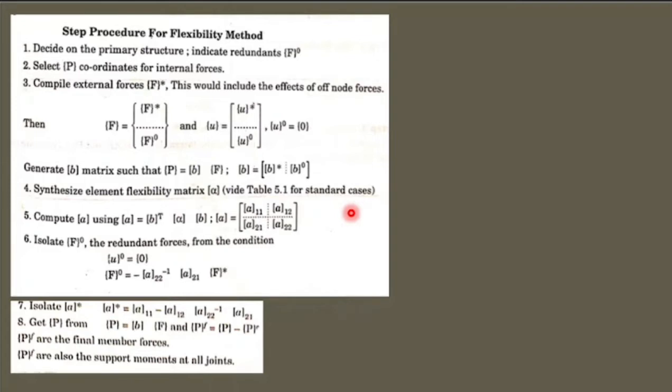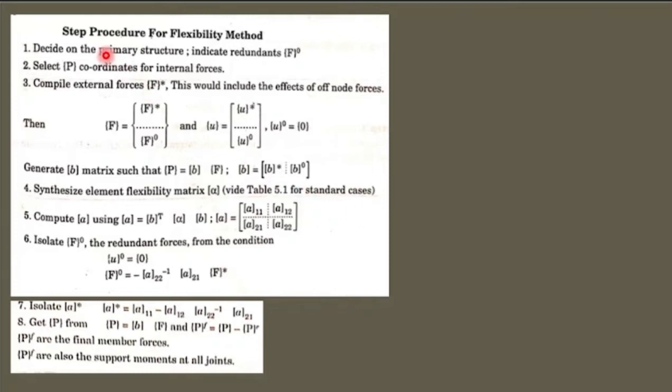This could be used for n number of indeterminacies, but in your syllabus you have indeterminacy up to or equal to 3. So more than that you will not have indeterminacy. But for higher orders of indeterminacy, for example more than 3, it might be 30 degrees of indeterminacy, you can find it easily by using this matrix method of analysis.